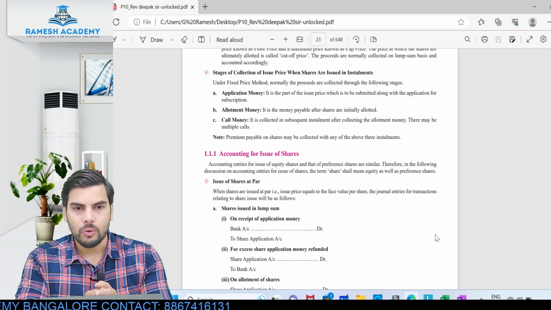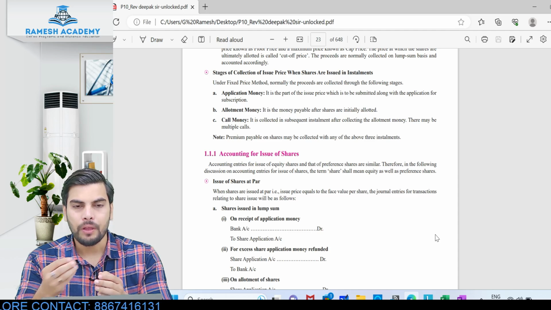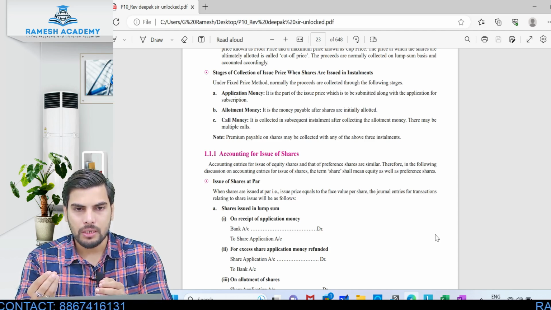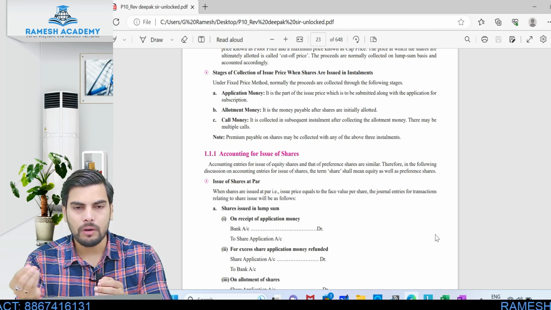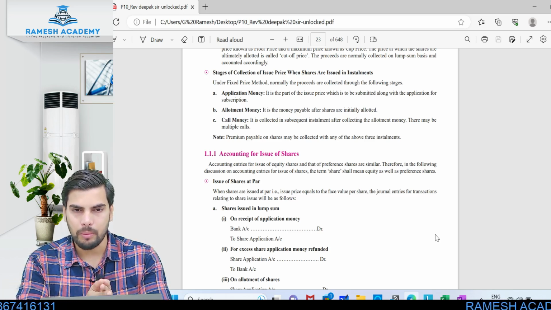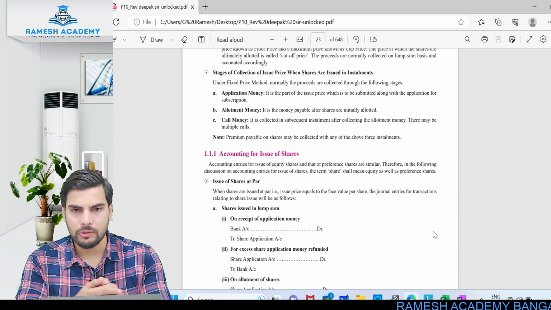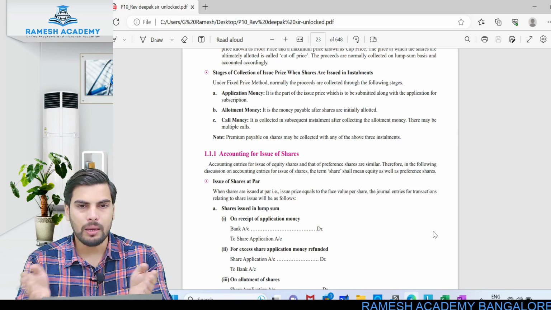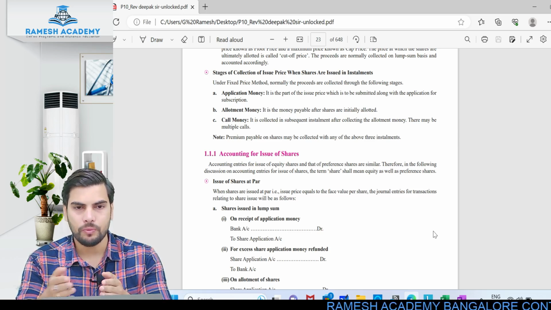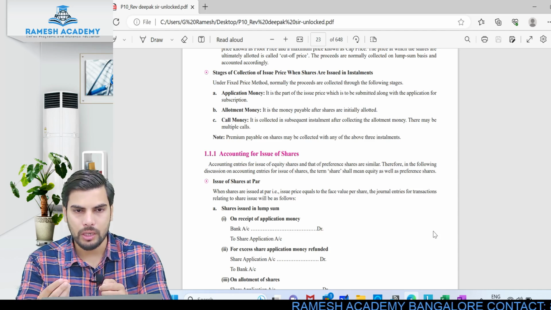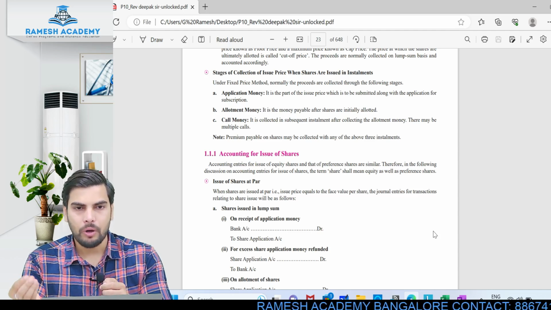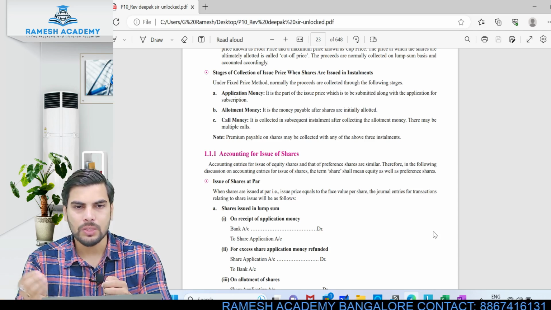Clear? So when it comes to full subscription, the issued number of shares will be exactly equivalent to the number of shares actually applied by the public. I am issuing 10,000 shares and public are applying for 10,000 shares. So issued and applied shares will be the same. The company issued 10,000 shares, public applied for 10,000. This is full subscription.